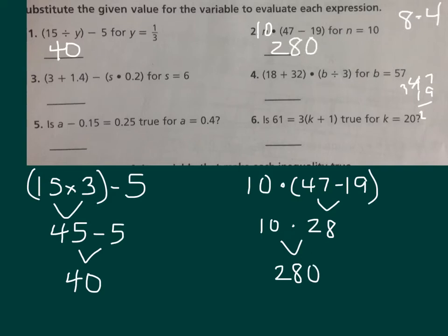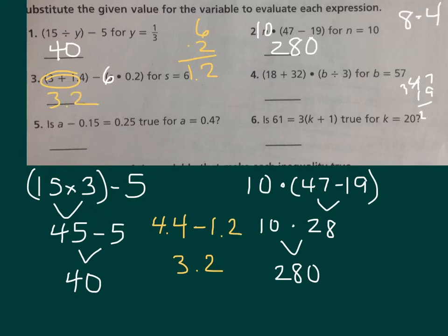Here I'm going to put this 6 in for S, and there are 2 parentheses, so we do them both. Let me switch colors. I'm going to have 4.4 because I added these two together, minus 6 times 0.2, which is 1.2. So you're taking 4.4 minus 1.2, which is 3.2. That's your answer for this one. The rest of these, you should be able to just plug them in and figure them out.